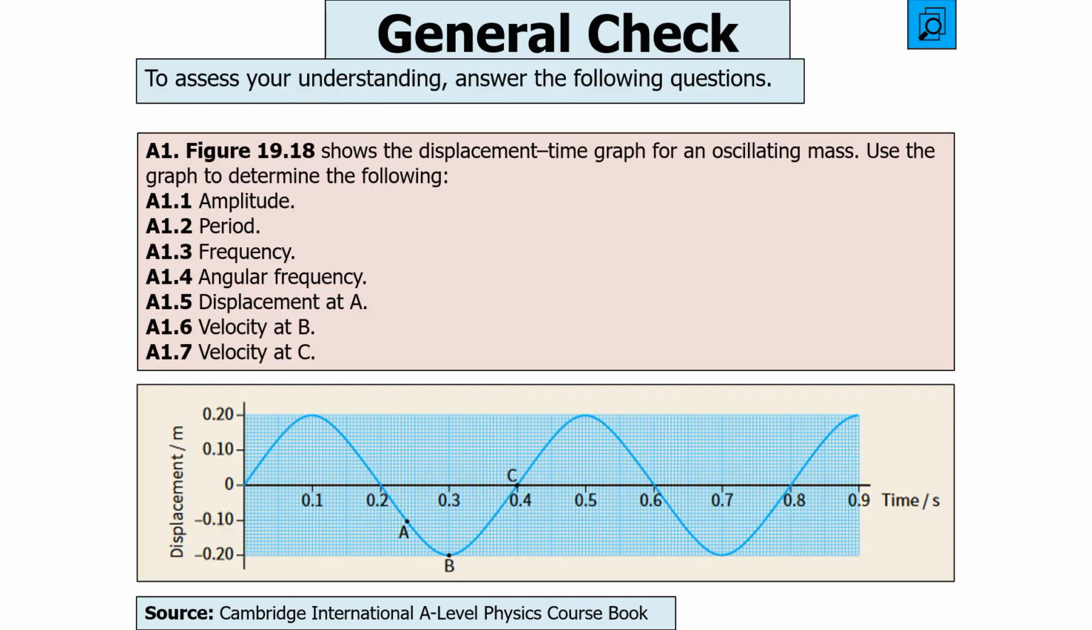The next question says, the figure below shows the displacement time graph for an oscillating mass. Use the graph to determine the following: the amplitude, the period, the frequency, the angular frequency, the displacement at A, the velocity at B, and the velocity at C. So pause the video now, then unpause the video when you want to go through your answer.